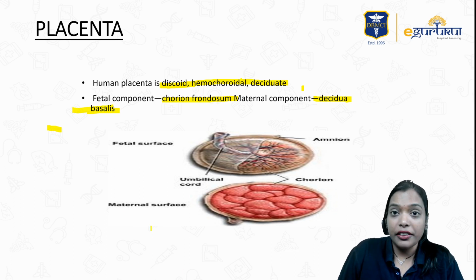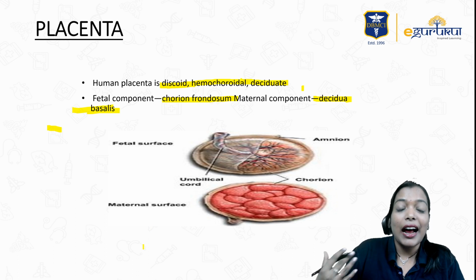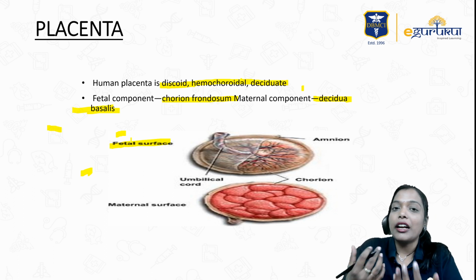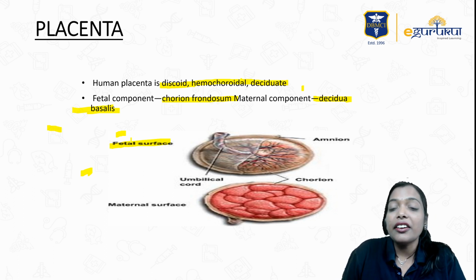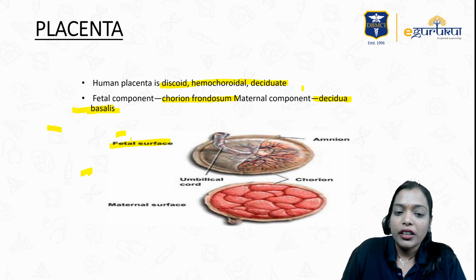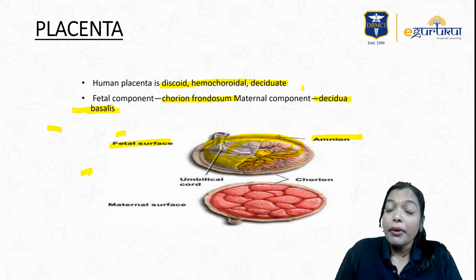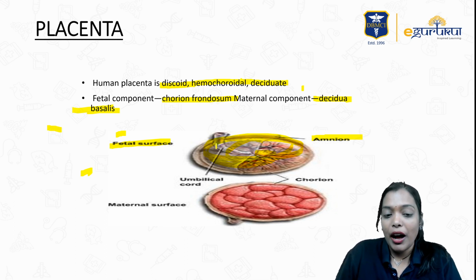And it has two surfaces, maternal surface and fetal surface. If you observe, this is the fetal surface. The fetal surface has inner amnion and outer chorion, and this inner amnion is a smooth, glistening layer. That is why the fetal surface is smooth and glistening, because it is covered by amnion. And in the middle of the placenta, you have the umbilical cord insertion.